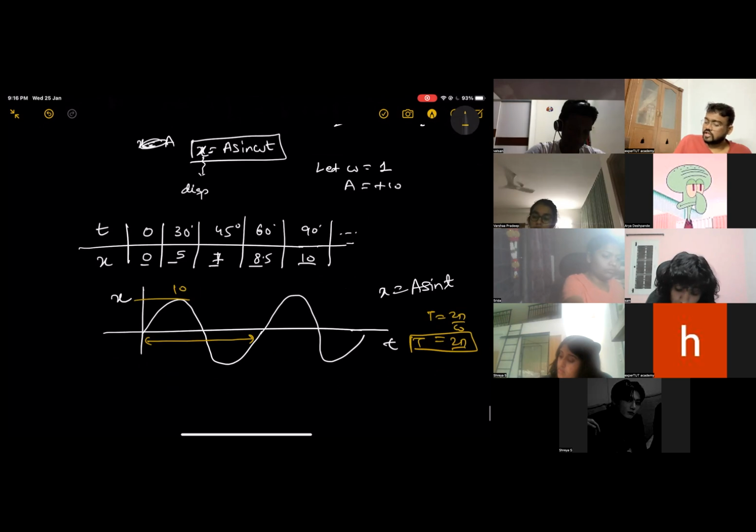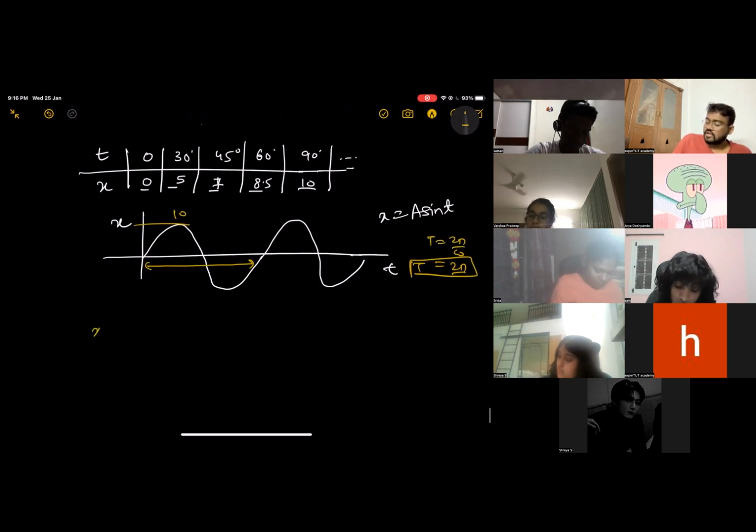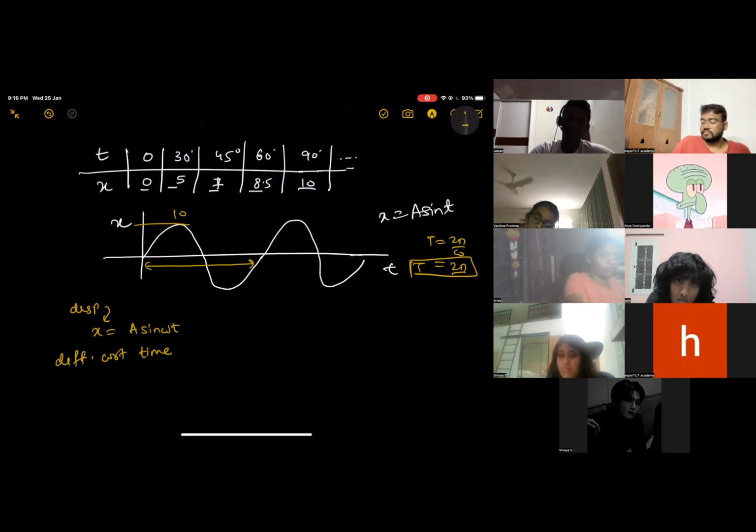Now, if x equals a sin omega t, we need to write a little derivation. X is a sin omega t, the displacement. When you differentiate with respect to time, what will you get? You tell me.